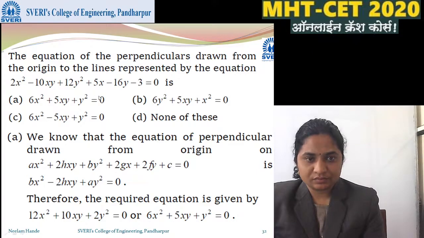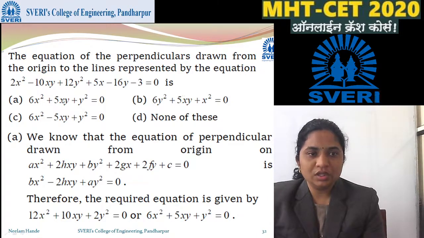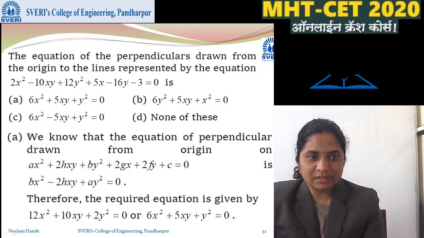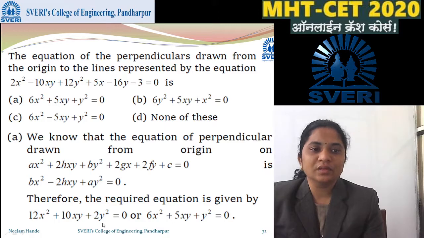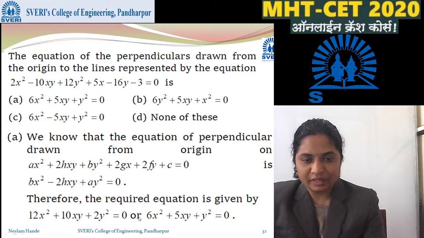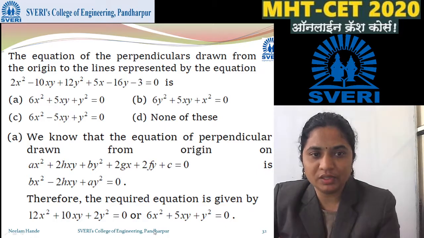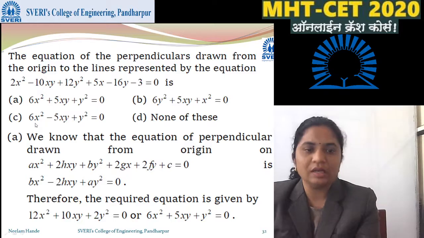Therefore, if you want to write the perpendicular equation to this, we will consider these three terms, and then 12x square, middle sign changes, plus 10xy, 12x square plus 10xy plus 2y square equal to 0. And then finally we can divide by 2 and we get the equation 6x square plus 5xy plus y square is equal to 0. Option A.